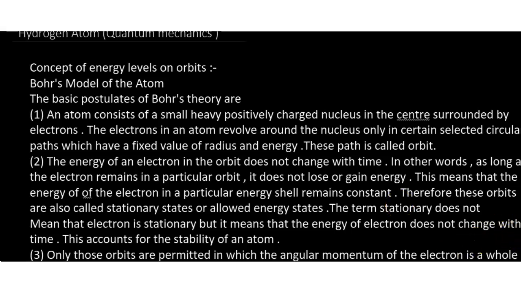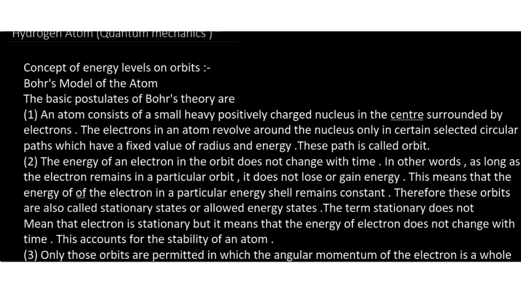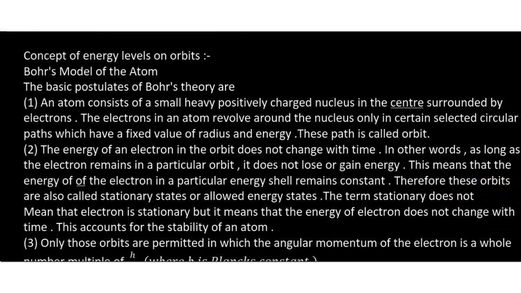The basic postulates of Bohr's theory are: the atom consists of a small, heavy, positively charged nucleus in the center, surrounded by electrons. The electrons in an atom revolve around the nucleus only in certain selected circular paths which have a fixed value of radius and energy. This path is called an orbit.